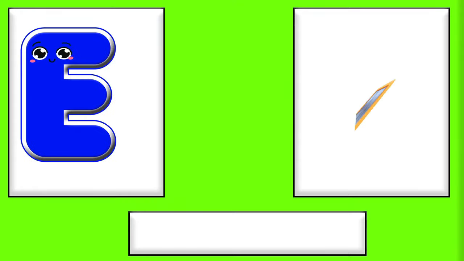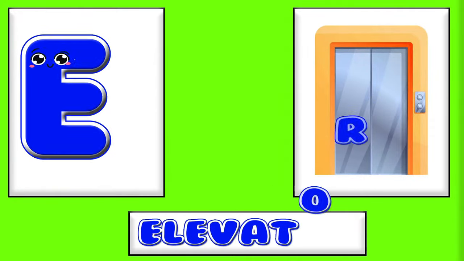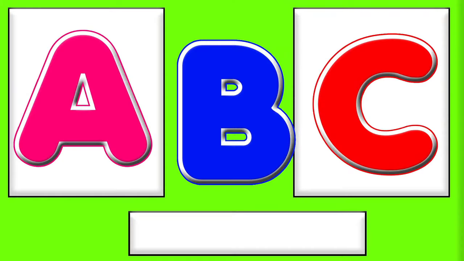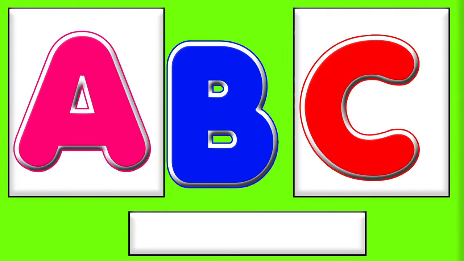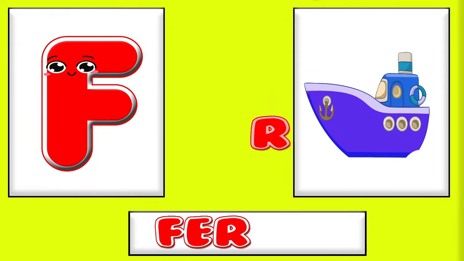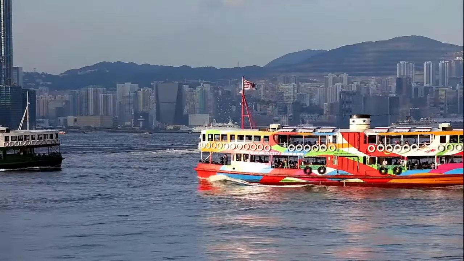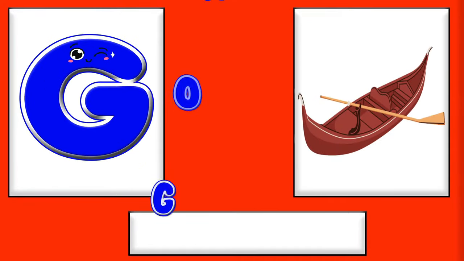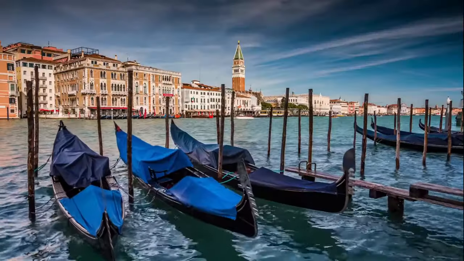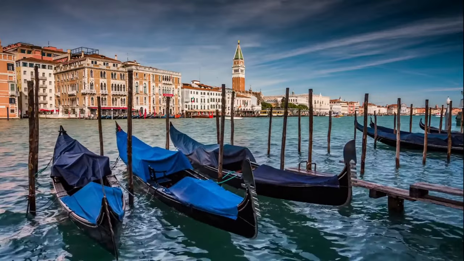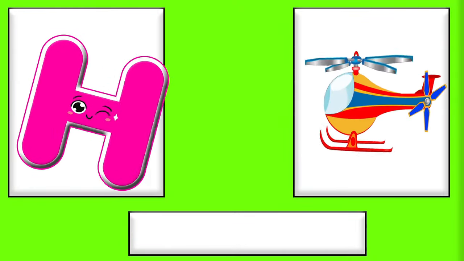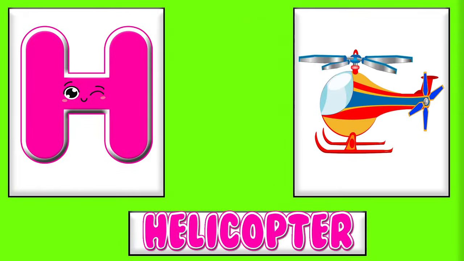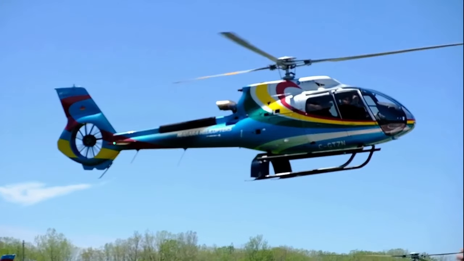E is for elevator. E, e, elevator. F is for ferry. F, f, f. G is for gondola, g, g, gondola. H is for helicopter, h, h, helicopter.